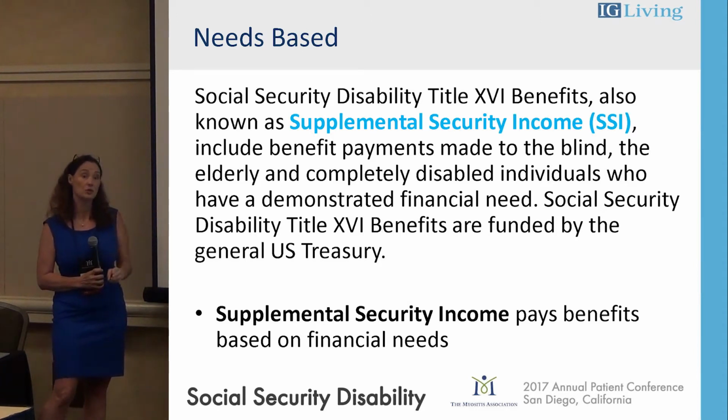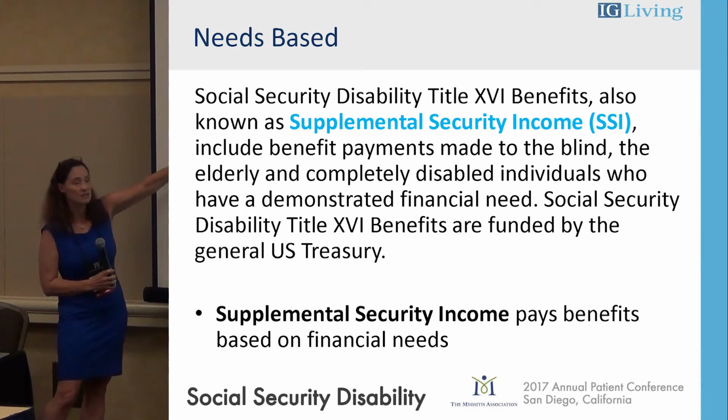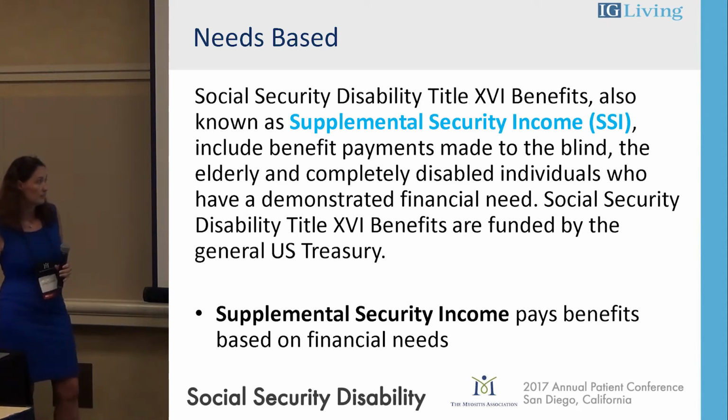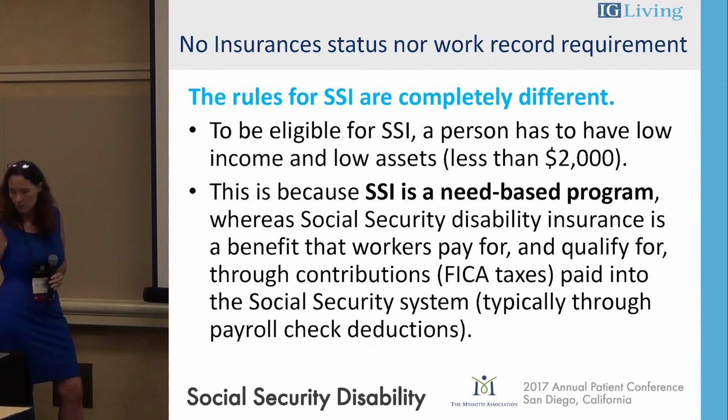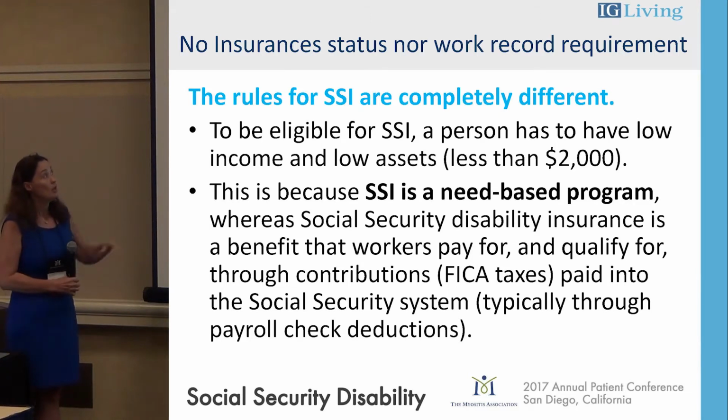SSDI comes out of Social Security and what you've paid in. SSI is funded out of the general U.S. Treasury, and it is based on financial need combined with a disability. Rules for SSI are completely different. A person has to have a low income and low assets, less than $2,000.